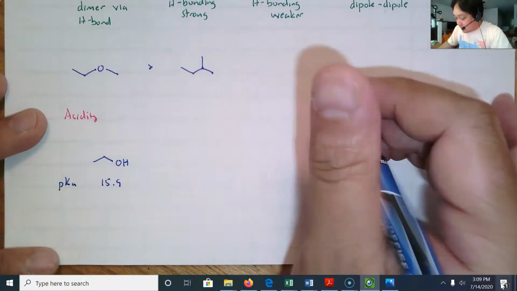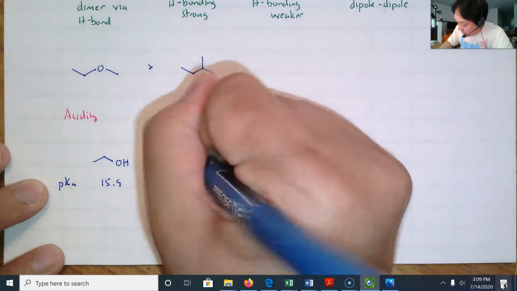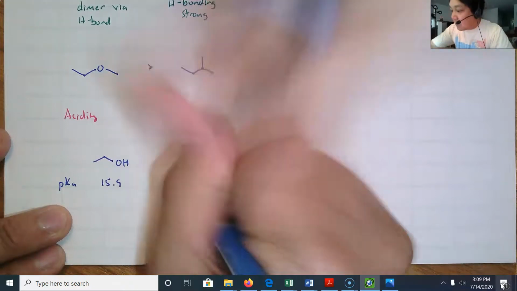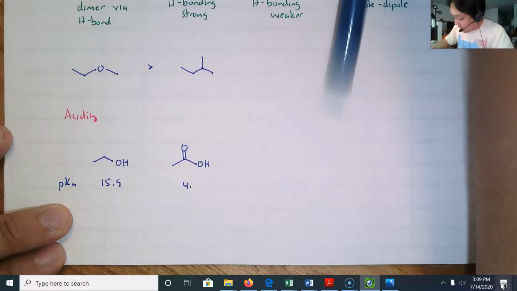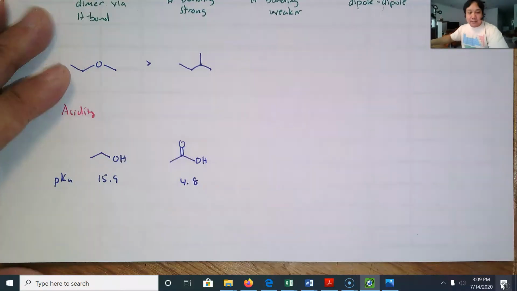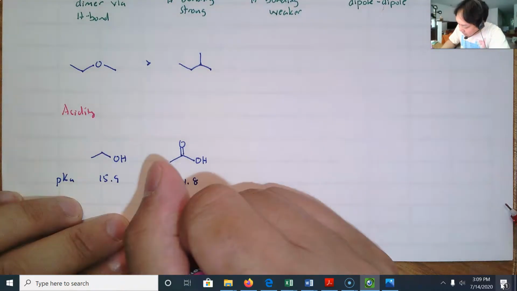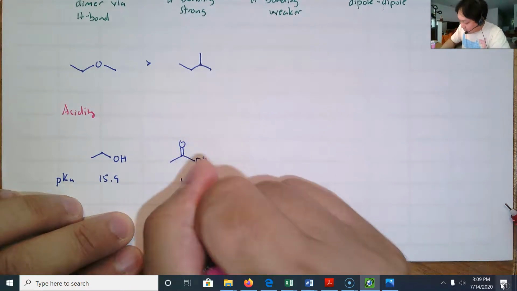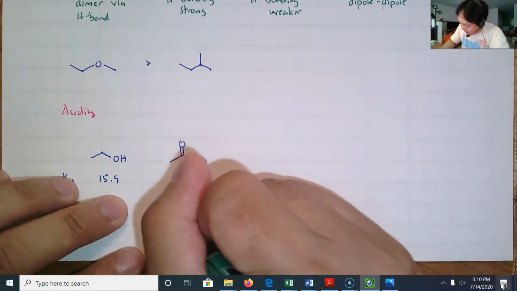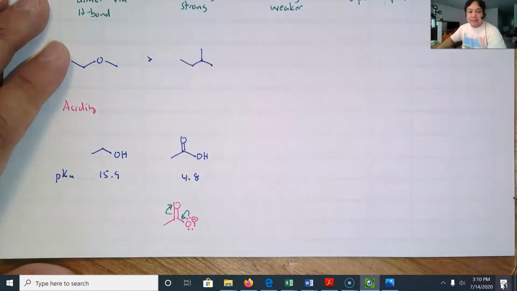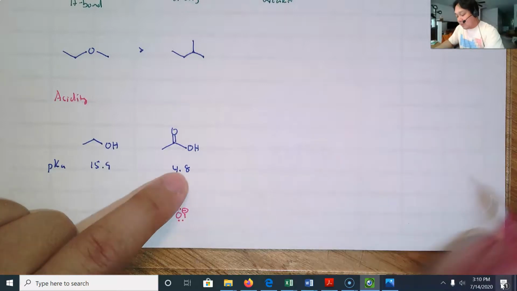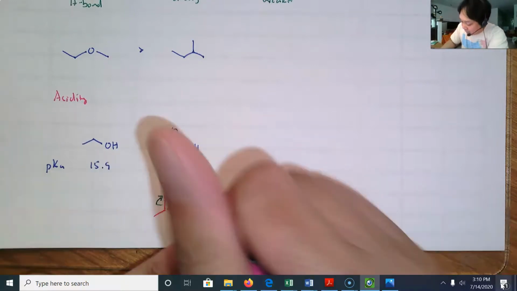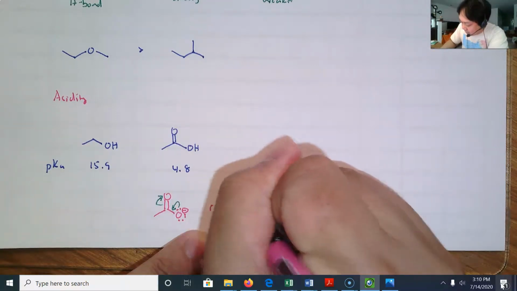Okay. And if we look at the carboxylic acid, it drops. And this particular carboxylic acid is 4.8. And why is that? Because when we deprotonate a carboxylic acid, we have resonance. Okay. And the resonance is here. So we could say that the anion is resonance stabilized, and that's why it's okay to have a negative charge on oxygen here. But here it's not so good because it's localized. So resonance delocalization.